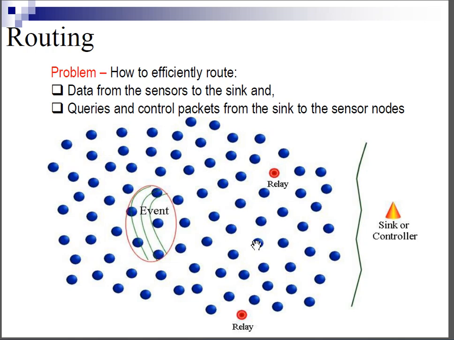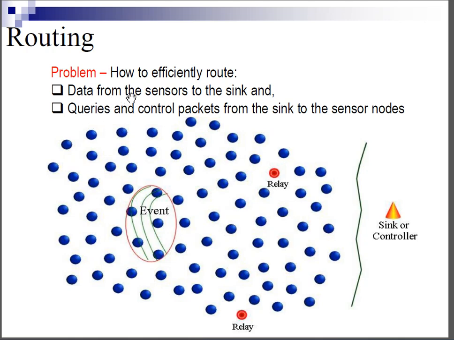Look at the area. Something is happening in the event area inside our wireless sensor network. So these few sensor nodes want to send the data to the sink. Can you see that? But they are a bit far away from the relay and also the sink or controller. So the data must be forwarded to the other nodes, and the other nodes must route or forward the data to the sink. The problem here is how to efficiently route the data.